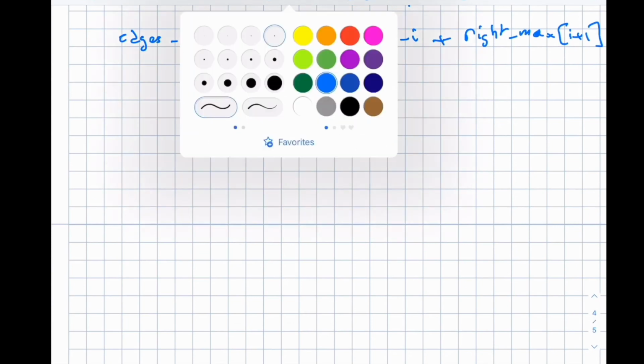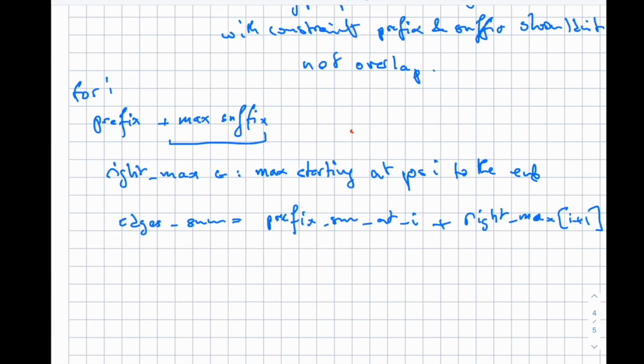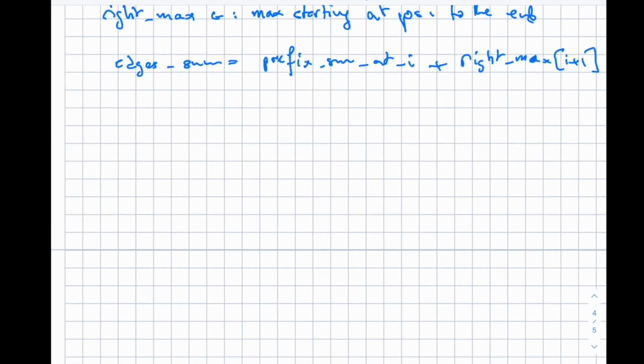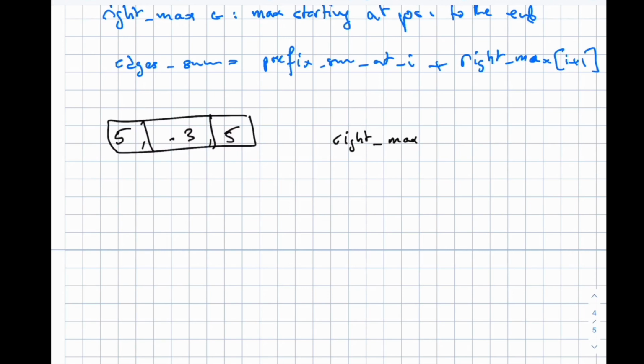I'll start with the example where we actually have a valid case. We actually have this case, so that would be this one here. So let's run it on that one. So it's 5, minus 3, 5, right? So this is the array we have. So what do we need? We need first to calculate this right max, which we said is just the... So for each position, we needed 4, 0, 1, 2.